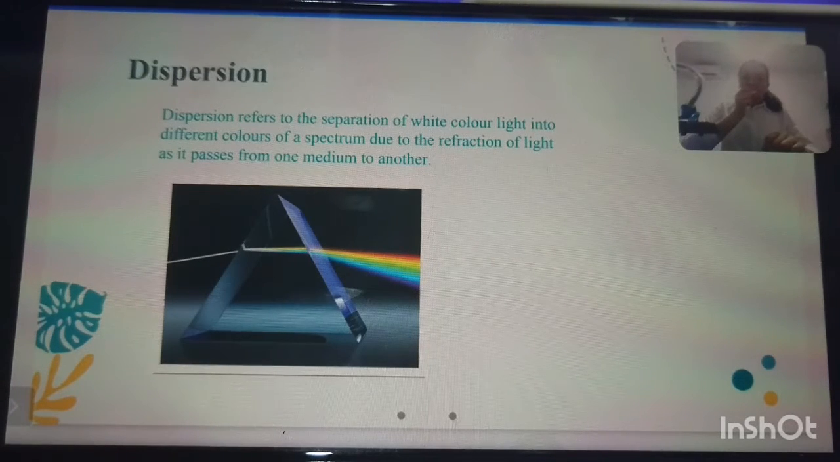And then when it bends as the white light, it will still bend to another boundary that is between the prism and the air. Then it shows the spectrum of the light. Now, each light has different wavelengths, thus having different angles of refraction. And then the rainbow shows.